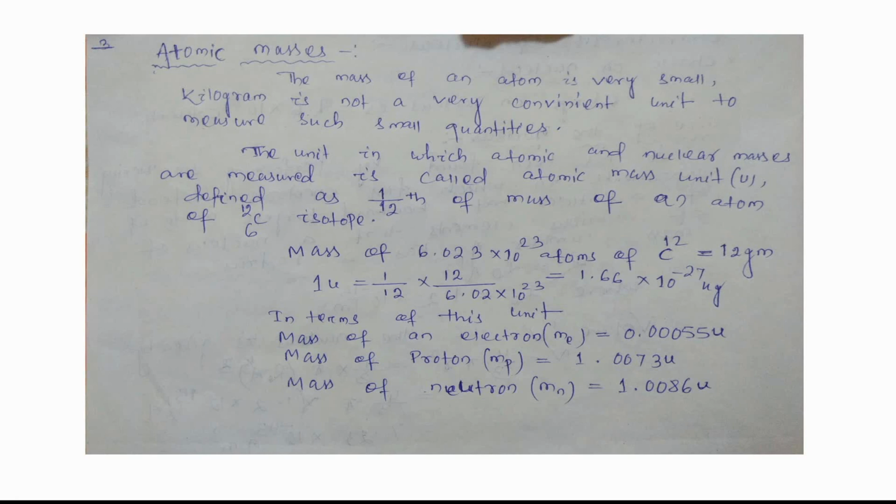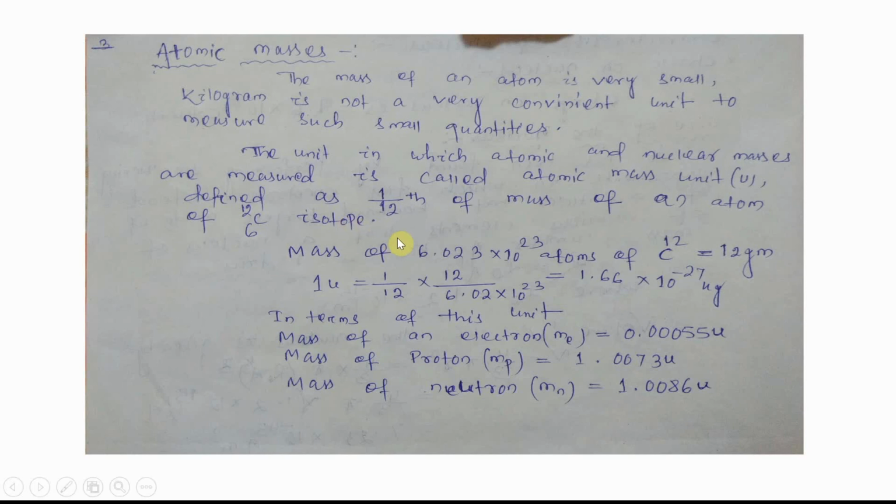Like that, the mass of the atom is very small, so kilogram is not a convenient unit to measure such small quantities. That means kilogram is not suitable to measure atomic masses. Therefore, the unit in which atomic and nuclear masses are measured is called the atomic mass unit, expressed by the symbol u. And this atomic mass unit is defined as 1 by 12th of the mass of one atom of the carbon-12 isotope.